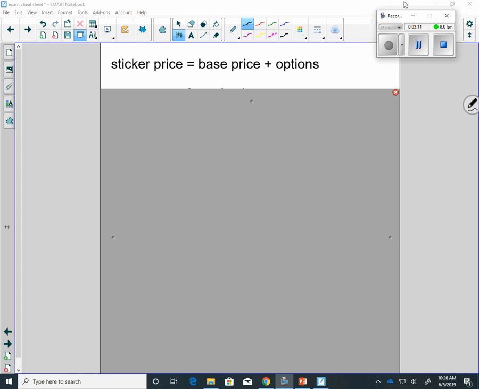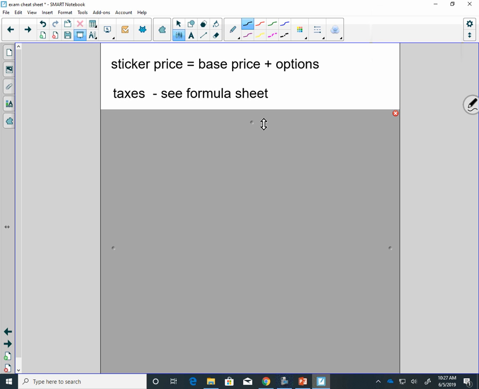Okay, then the next part is taxes and stuff. So the taxes, I'm just going to say see the formula sheet. You don't even need to write that down because it's all on the given formula sheet. All the when do you apply, when do you put this tax and when do you put that tax? I would recommend you read through that again to refresh your memory about the examples. Okay, then the next thing is trade-in.